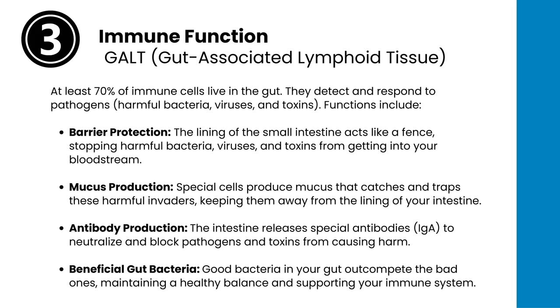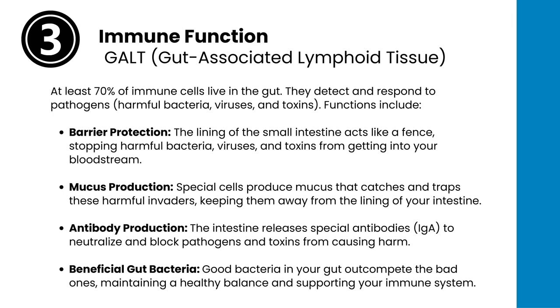Now let's look at immunity. So the immune system, there's at least 70%, probably more like 80% of the immune system actually lives in the gut. And we call it the GALT, the gut-associated lymphoid tissue. And this is the tissue that detects and responds to pathogens, bacteria, viruses, toxins, to prevent them from moving out of the intestines and into the bloodstream.